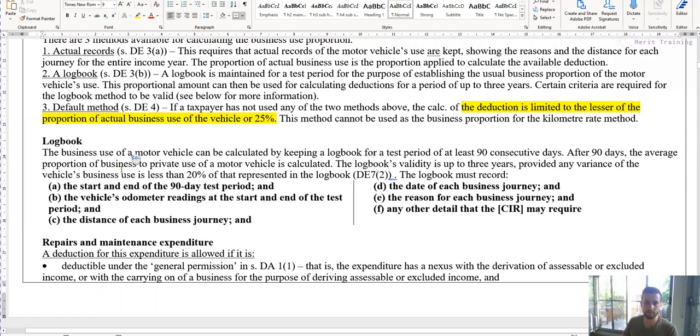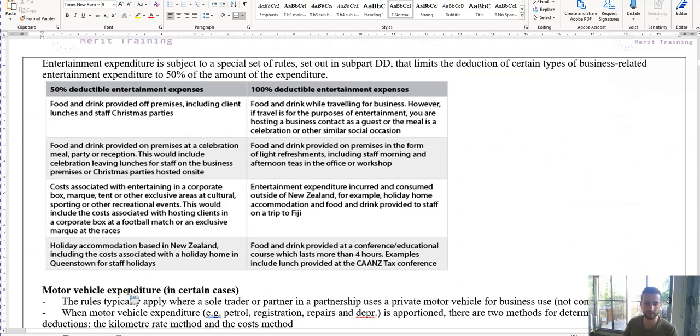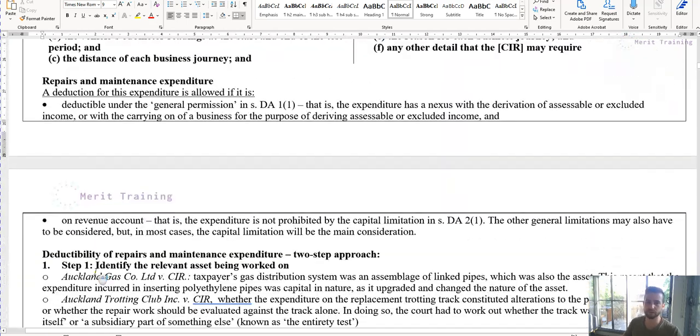Okay, so moving on to the next cost, which is repairs and maintenance. So we're not still under motor vehicle repairs. We're under repairs in general for the business. So this is deductible, but provided it's got a nexus to income. But the key issue is: is this capital or not?